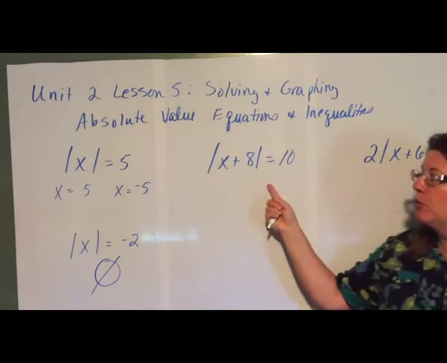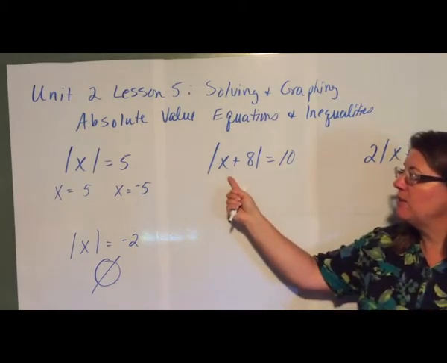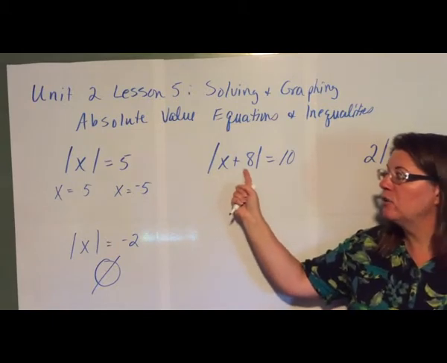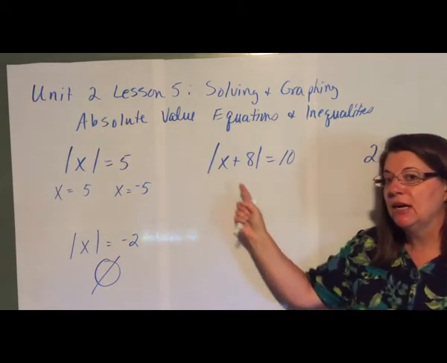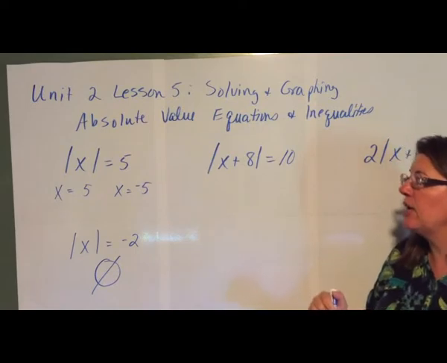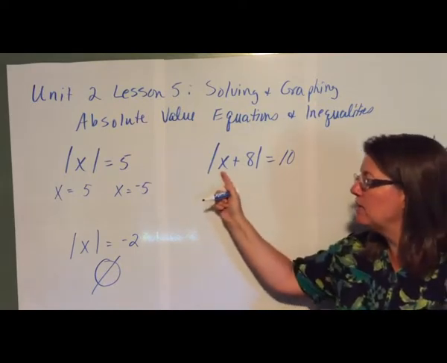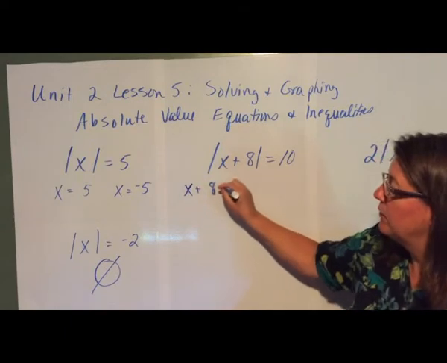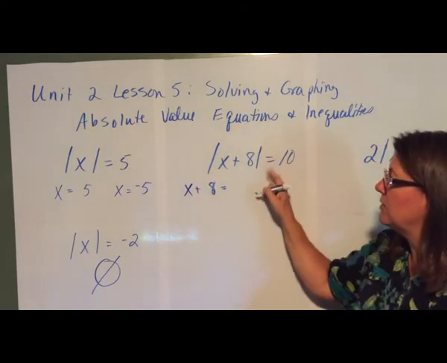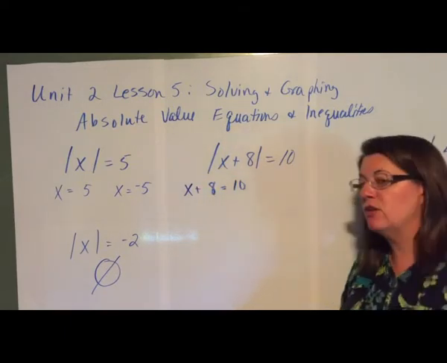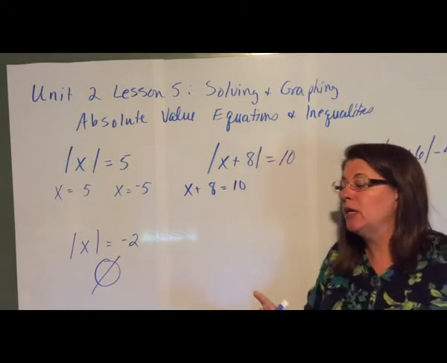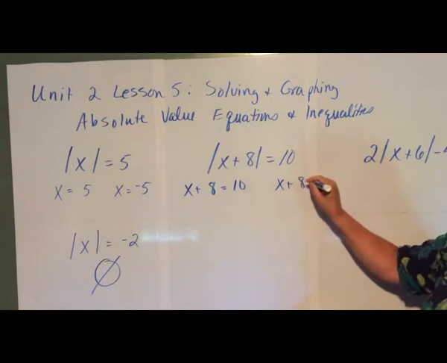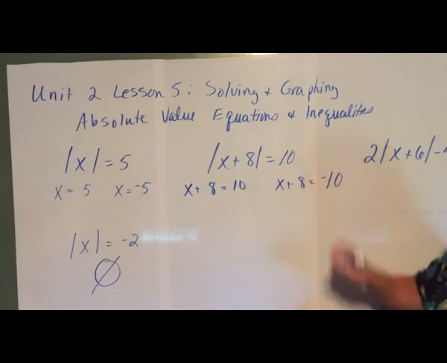In this example, we have the absolute value of x plus 8 equals 10. Well, this one's a little bit different because you've got a little bit of math that can be done here, but essentially we're going to start it out the same way. We're going to take what's inside the absolute value symbol, x plus 8, and the first equation we're going to get is we're going to set it equal to the 10 that we had originally. And then the second one, we're going to set the x plus 8 equal to negative 10.